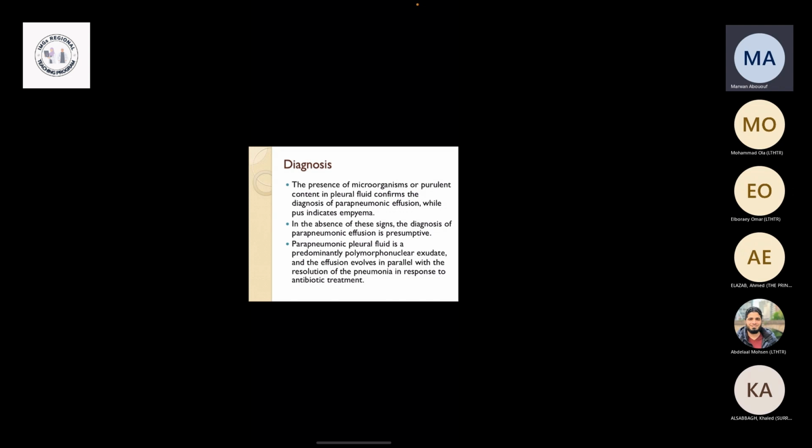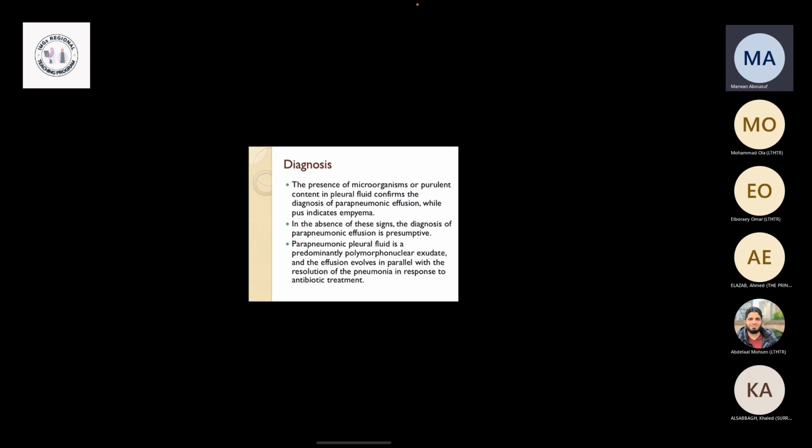Cultures can be negative even in the stage of complicated parapneumonic effusion, and even in empyema, because of starting antibiotics earlier. It can be false negative, but we will see if it's an infection from the aspect of the fluid and the biochemical analysis, very low pH, low glucose, clinical manifestations, and radiological findings by ultrasonography of empyema, and also guided by the response to antibiotic therapy.